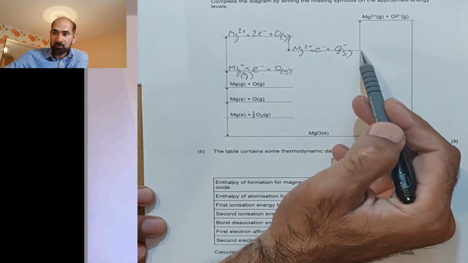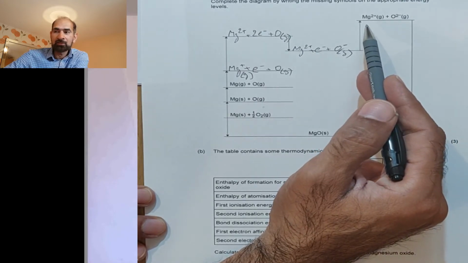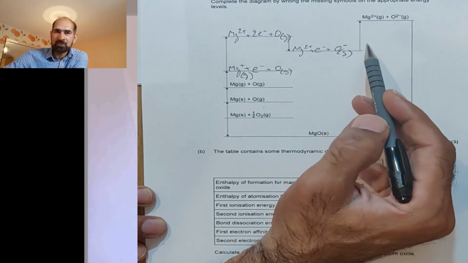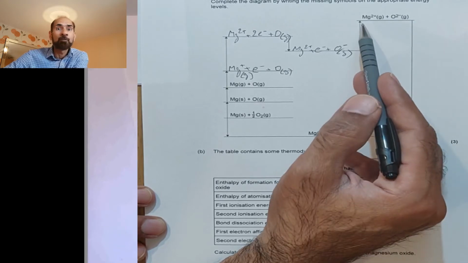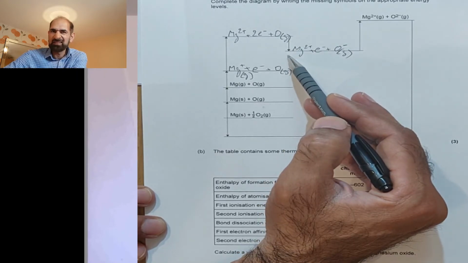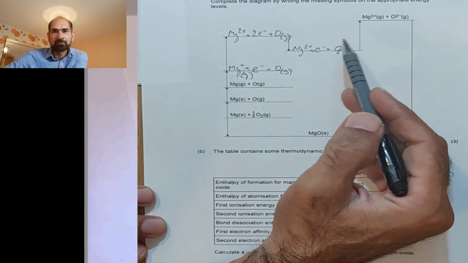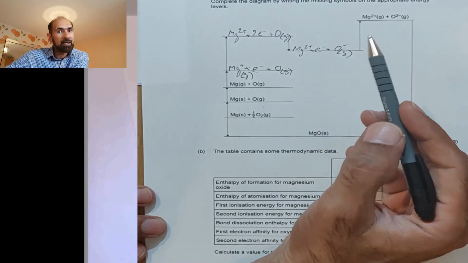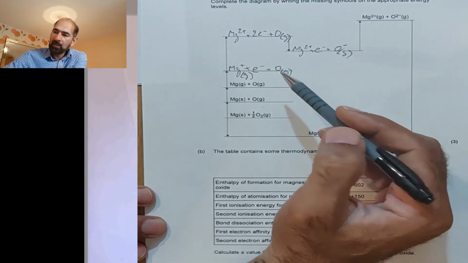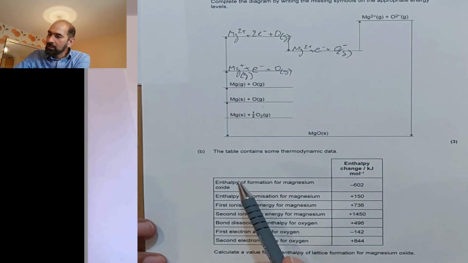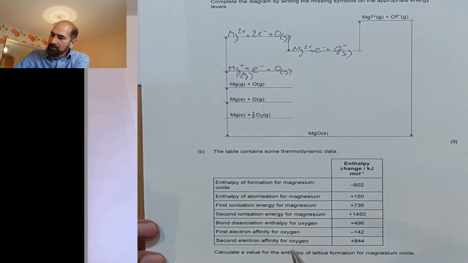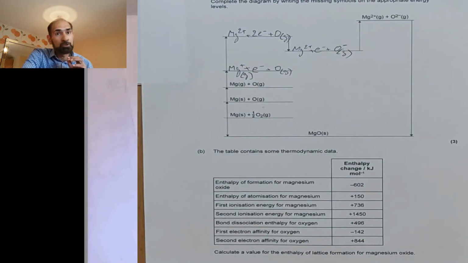And that's why second electron affinity, I'll explain definitions in a minute, second electron affinity, or third electron affinity, are always endothermic. First electron affinity is exothermic. Second and third or subsequent ones are always endothermic. Anyway, be careful about these mistakes. Let's move on to the next question. The table contains some thermodynamic data. Now, at this point, you really do need to know your definitions.